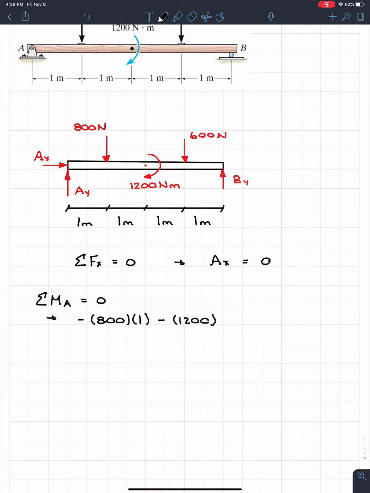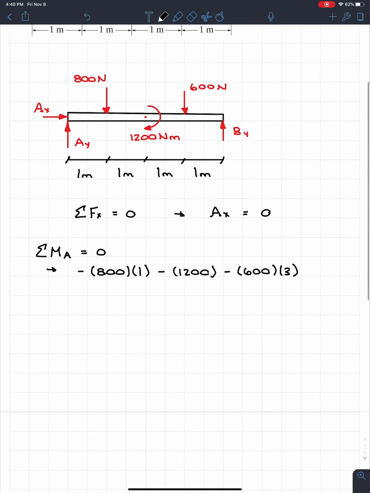And then moving on, we got the 600. And it'll be the same rotation as the 800. So it's going to be minus 600. But this distance is now 3 meters. And finally, at the far end of the beam, we got BY, but this one's the only one that creates a counterclockwise rotation. So it's plus BY, and the distance is 4 meters. And of course, it's all in equilibrium, so therefore everything must equal 0.